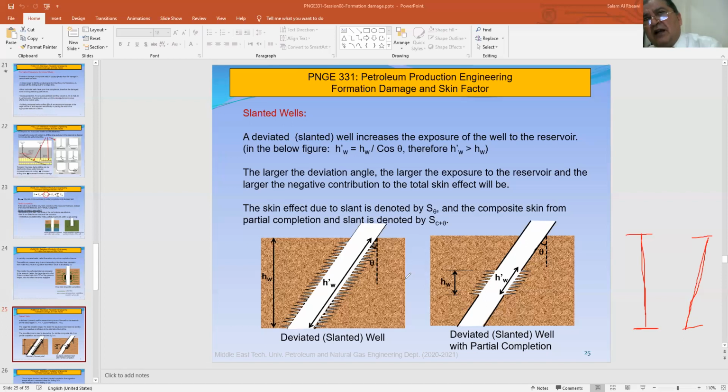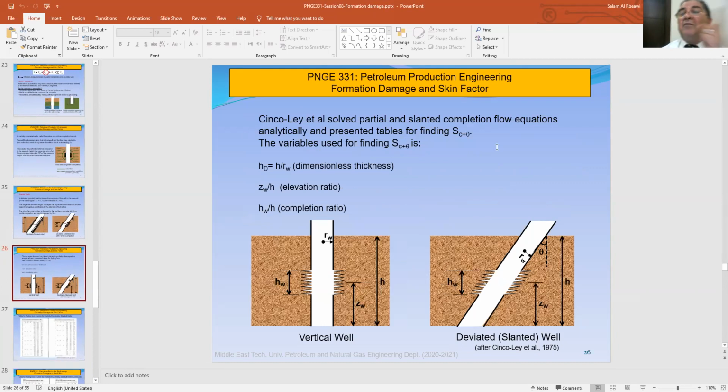The skin factor of the slanted well could be negative, less than zero. I'm talking about S sub theta, but only S sub theta. I'm not talking about the total skin factor. S sub theta only is negative. It can't be positive. See what I'm saying? Please give me your attention for this point. The skin factor caused by the slanted well is always negative. It can't be positive. But it does not mean that the total skin factor is negative. No, the total skin factor could be negative. I am talking about the part of the skin factor given by S sub theta. It is always negative. Is that clear so far, guys? Yes, sir, John, it's clear. Good.